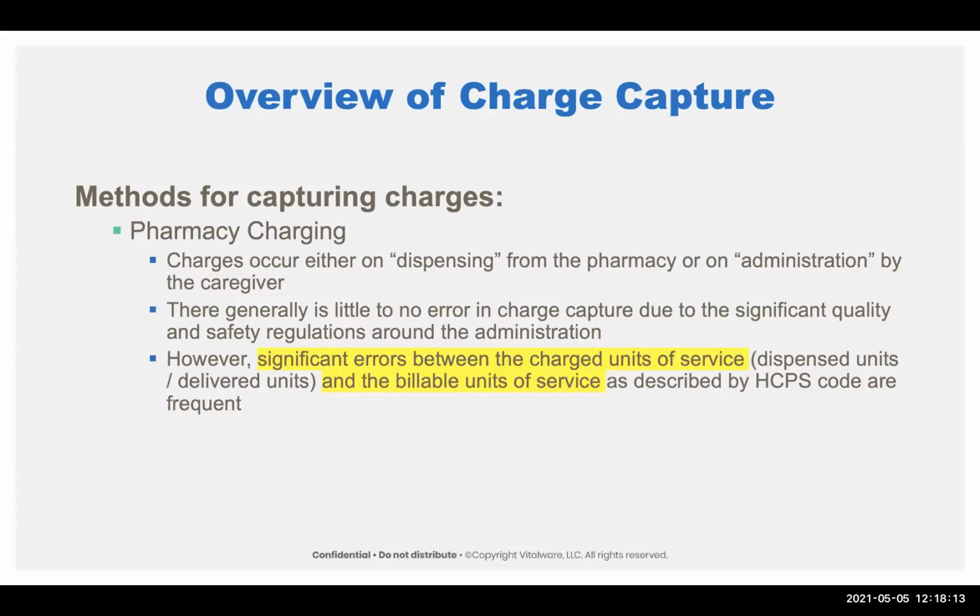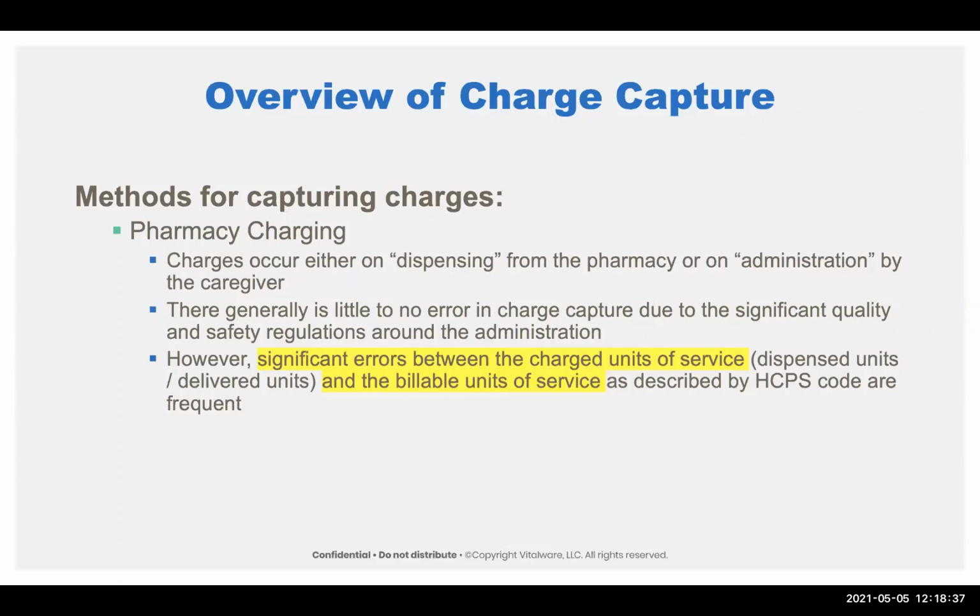It's actually in the units of service. While the pharmacy module will send over the correct code that will connect correctly with the CDM, there's a mathematical calculation that occurs that takes it from the dispensed unit, or the ordered and dispensed unit, into a billing unit. So for example, ondansetron, Zofran, is per 1 milligram, but the vial contains 4 milligrams.